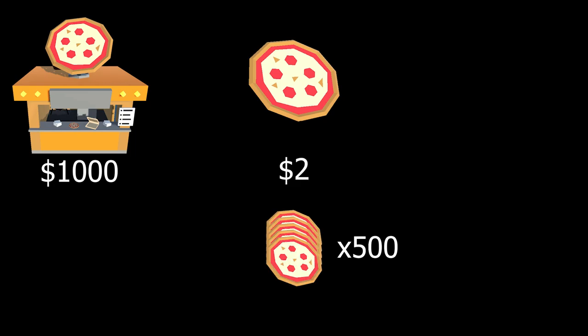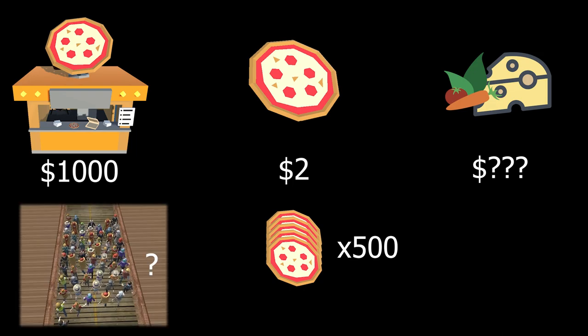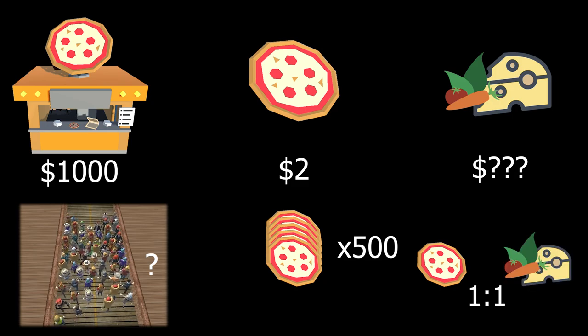Then I was trying to look at the cost of the shop. Right now, it's 1,000. So let's say every pizza costs $2. That means I need to sell 500 pizzas to get my money back from the shop and start profiting. What about ingredients cost? What about how do I determine how many customers are there? Is the ratio for pizza and ingredients 1-to-1? Is the ratio for pizza and customer 1-to-1?